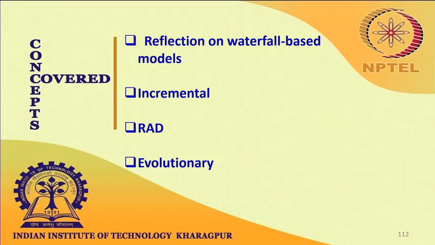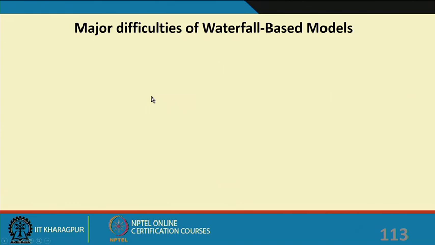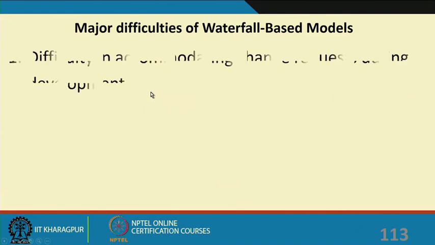So, today we will first look at some reflections on the waterfall based model, some advantages, disadvantages, etc., and we will see the models that have been proposed to overcome the specific shortcomings of the waterfall based models. We will look at the incremental, the RAD and evolutionary model. First, let us look at the major difficulties of the waterfall based models.